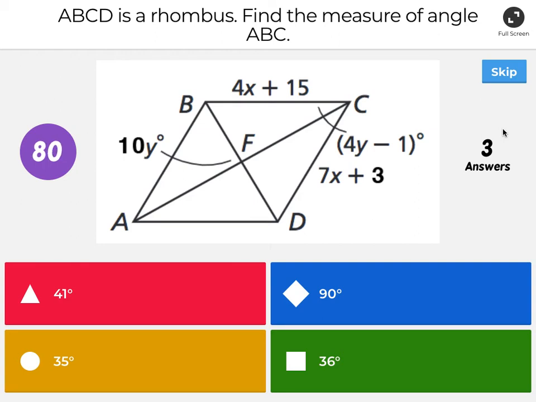So if I want to get this angle, I have to solve for y, right? Well, this angle is 10y. How many degrees? 90. So what's y? 90 equals 10y. Divide by 10, y equals 9. And then what do I do with y to get that angle? Plug 9 in for just y.